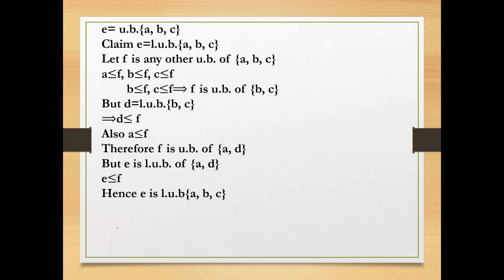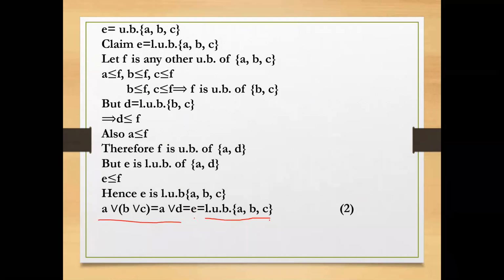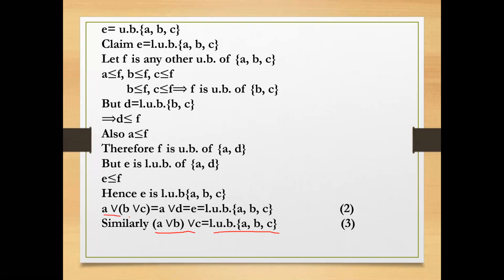So in this way, you have calculated the left hand side of the relation, A join B join C. We have verified that it is equal to A join D, and A join D we have supposed equal to E, and the value of E becomes the least upper bound of ABC. Now similarly, you can solve the right hand side also. If you solve the right hand side, you will again get the least upper bound of ABC, because in this expression there is no role of the bracket here.